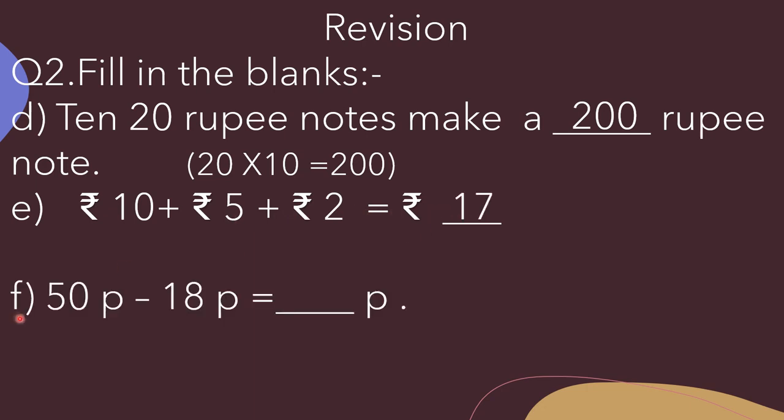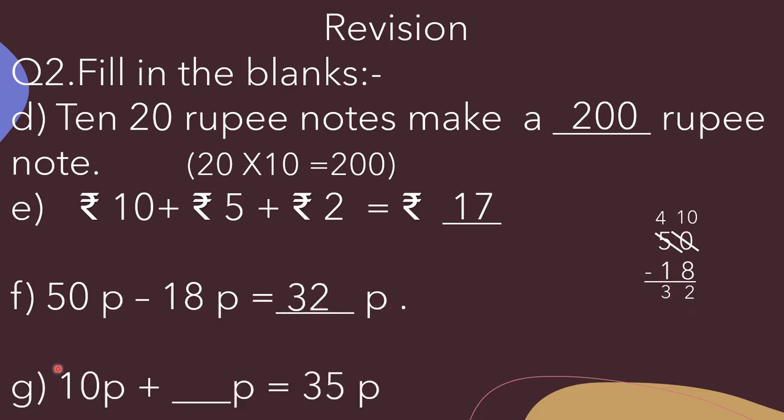Now in F part, 50 paise minus 18 paise is equal to dash paise. So here we need to subtract the given amount. So here at the side we will solve it. 50 minus 18. So 0 minus 8, that is not possible. So here we will take borrow and this 0 will become 10 and this 5 will become 4. Now 10 minus 8, that is equal to 2. 4 minus 1, that is equal to 3. So what is the answer? That is 32 paise.